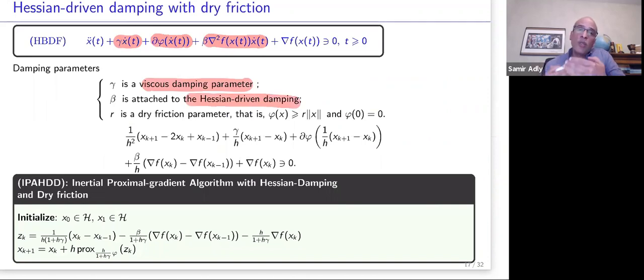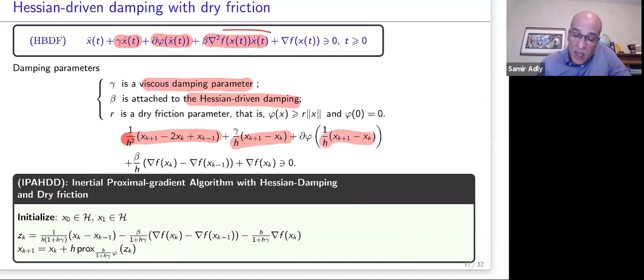And we want to see if the kind of properties that I gave you before, both for the continuous case and the discrete case, will be valid. Okay. After discretization of this dynamic, in the same way as before, this is the velocity. This is the discrete acceleration. This is the discrete velocity. This is the discrete.